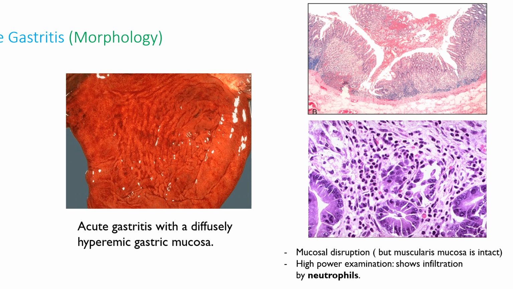Grossly, acute gastritis can show diffusely hyperemic gastric mucosa, and histologically, you can see mucosal disruption, but the muscularis mucosa is intact, so this is an erosion. High power examination shows infiltration by neutrophils within the mucosa.